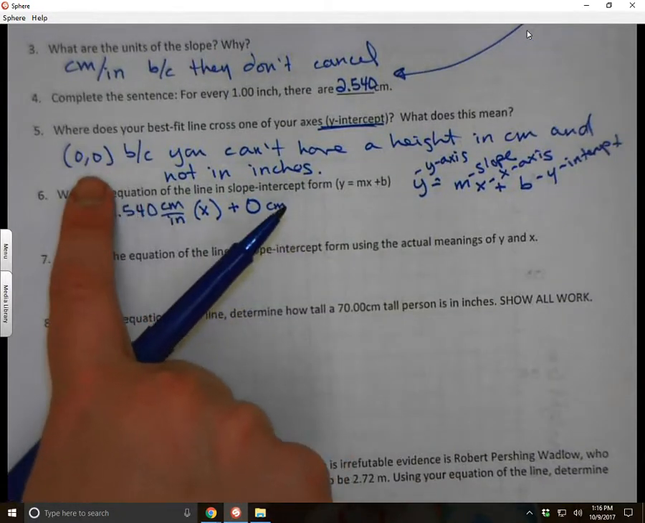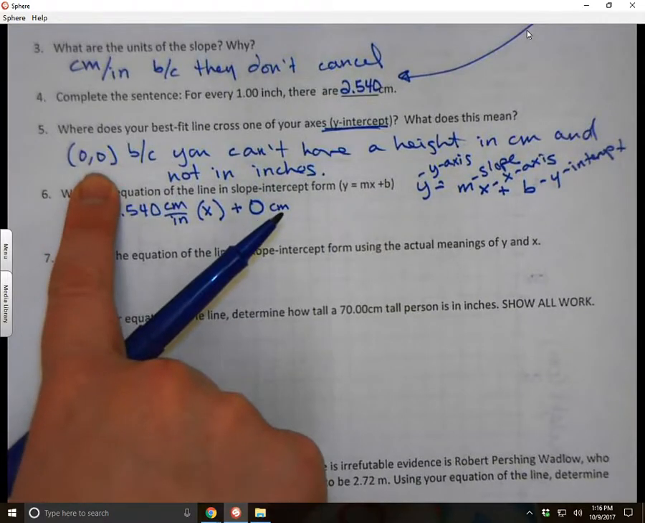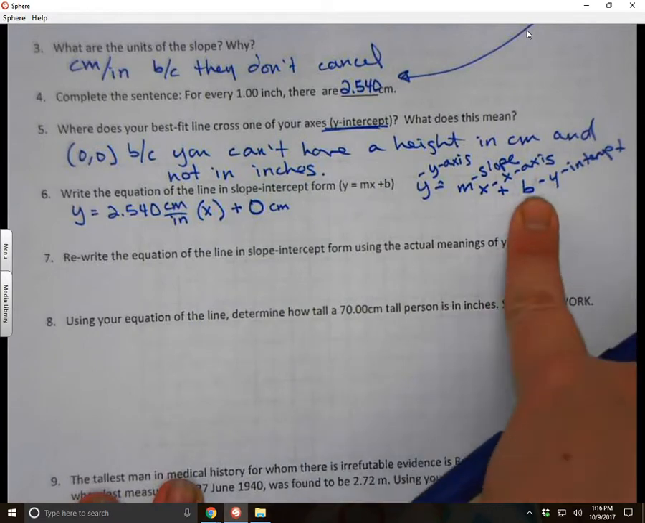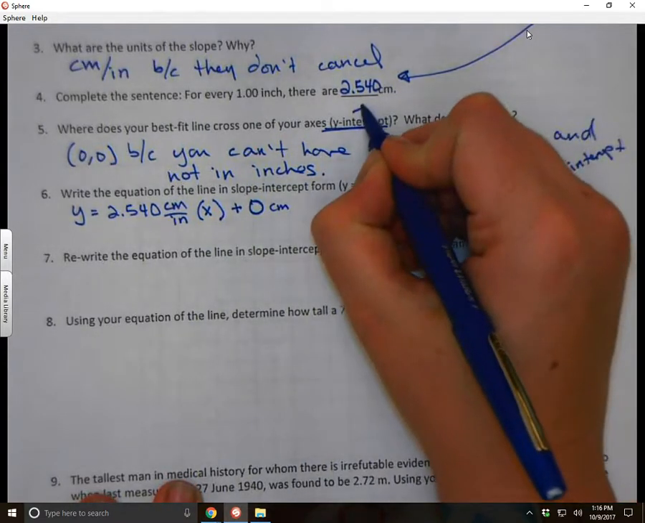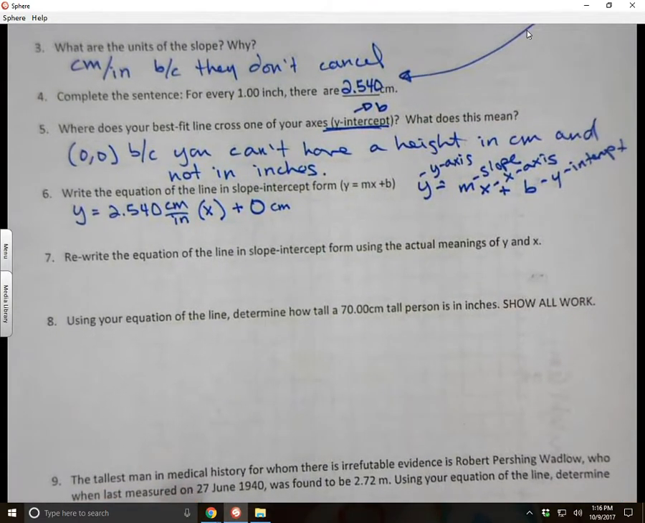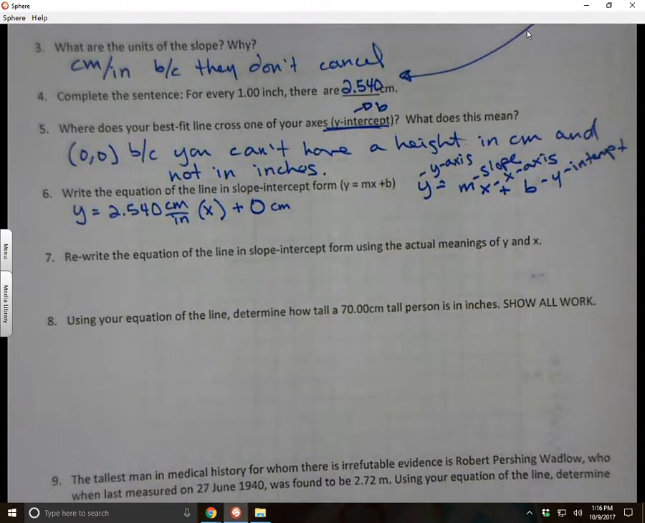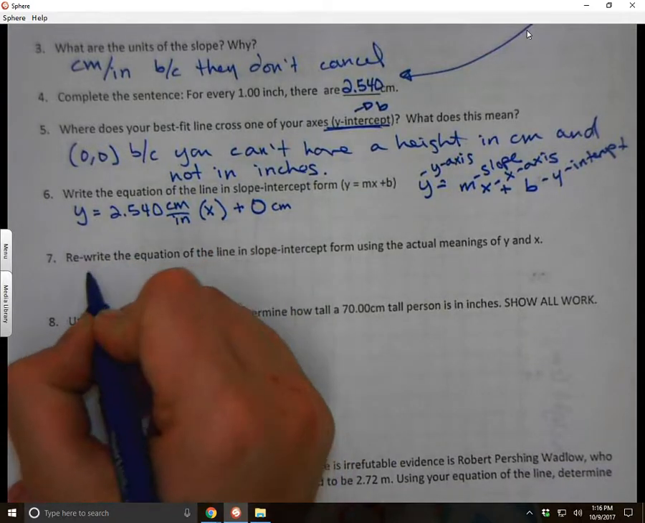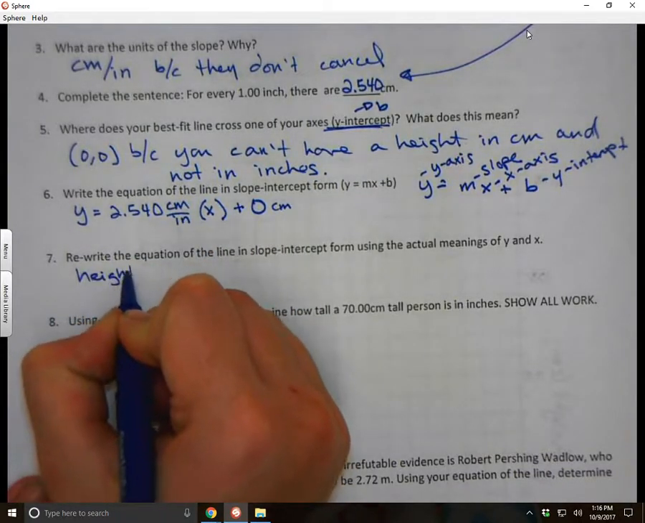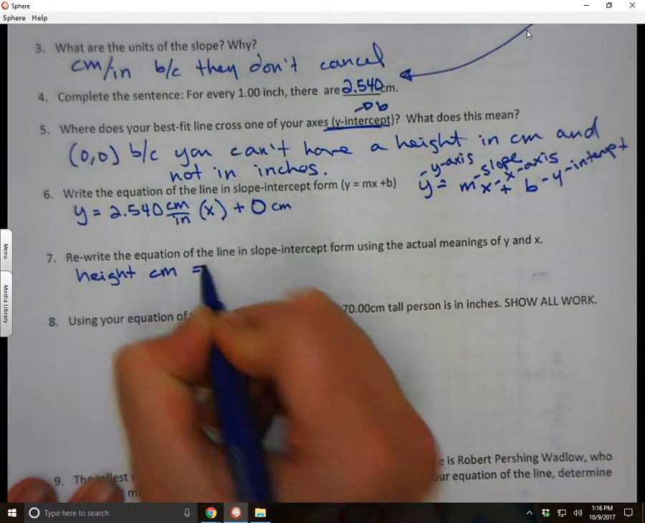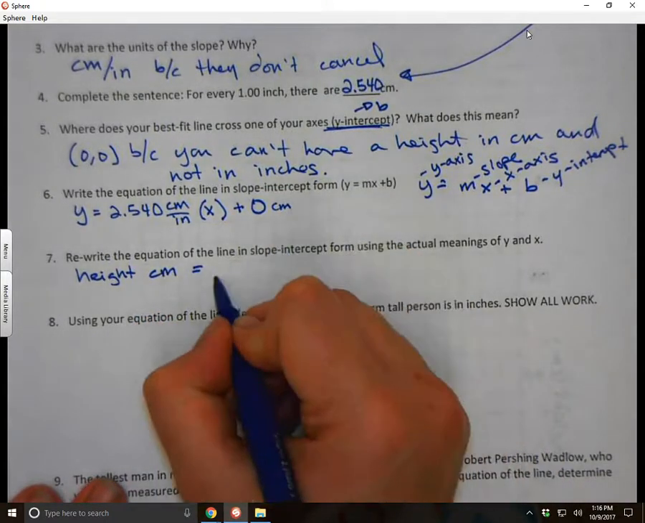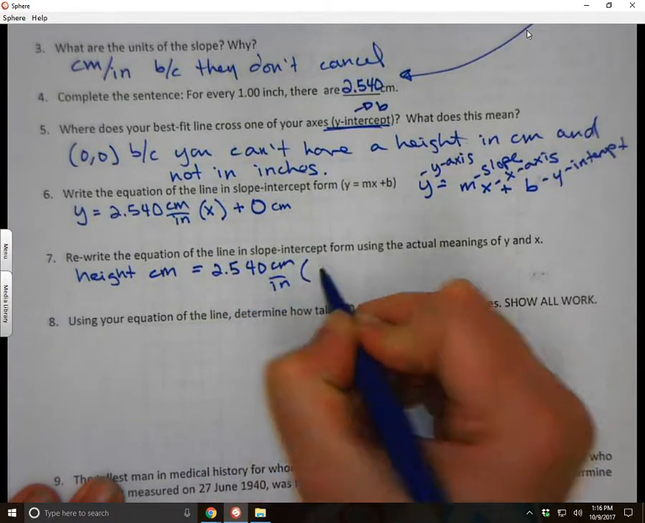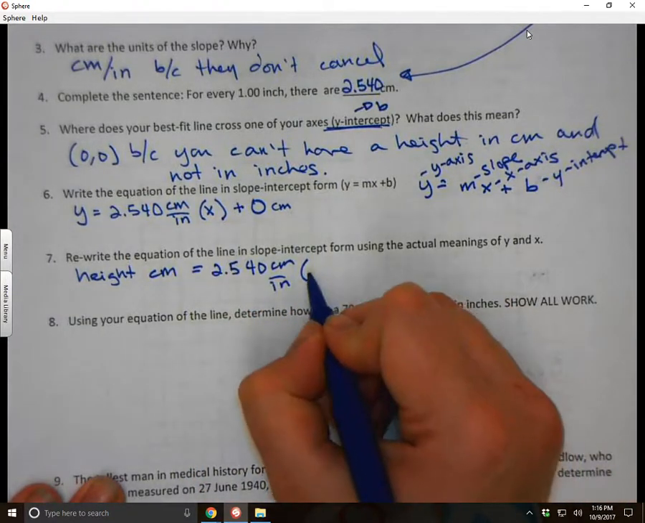Okay. So now it says to rewrite the equation using our meaning. So on our y-axis is height in centimeters equals 2.540 centimeters per inch times our height in inches. We don't have a b, so we can leave that off. Question on 7.